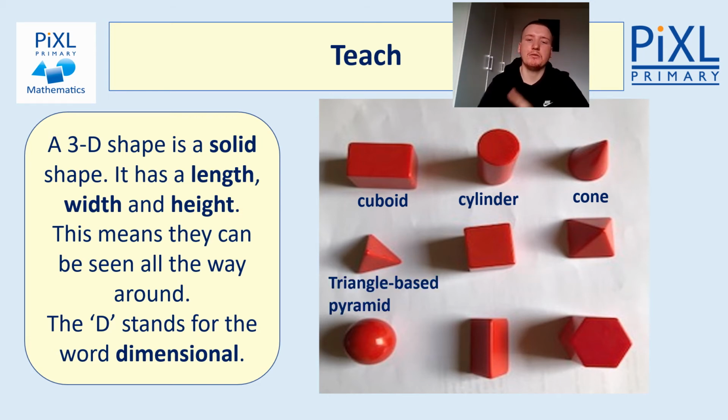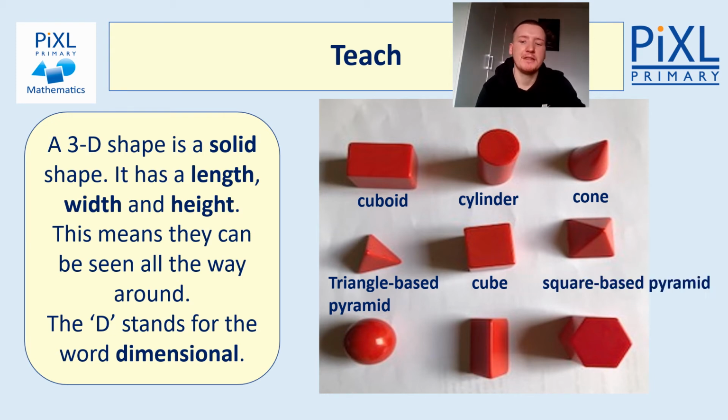The next one, if you look at the base of the shape, it gives you a clue. It is a triangle-based pyramid. The next one, you all know this one. It's the easiest one to remember, a cube. Then we have a square-based pyramid. The clue's in the name. It's a pyramid, but on the bottom, the shape is a square. The face is a square.